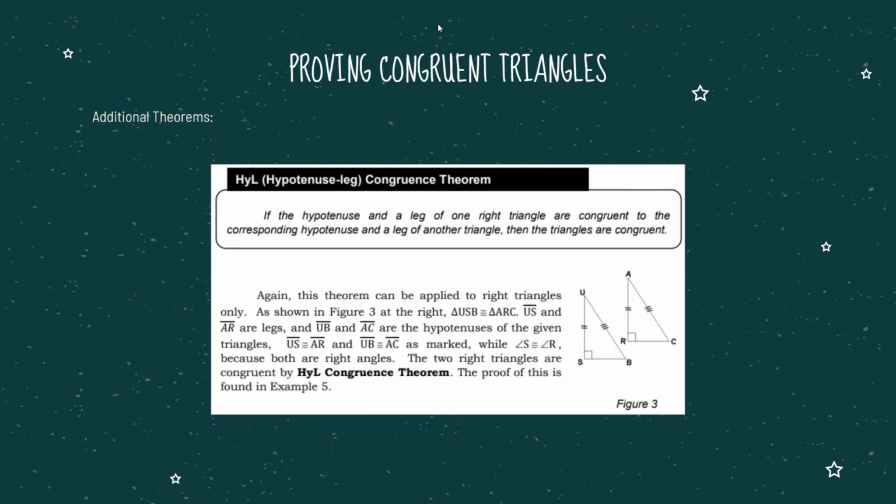As shown in figure 3 at the right, triangle USB is congruent to triangle ARC. Line segment US and line segment AR are legs, and line segment UB and line segment AC are the hypotenuses of the given triangles. Line segment US is congruent to line segment AR, and line segment UB is congruent to line segment AC as marked, while angle S is congruent to angle R because both are right angles. The two right triangles are congruent by HYL congruence theorem or hypotenuse leg congruence theorem. Proof of this is found in example 5.